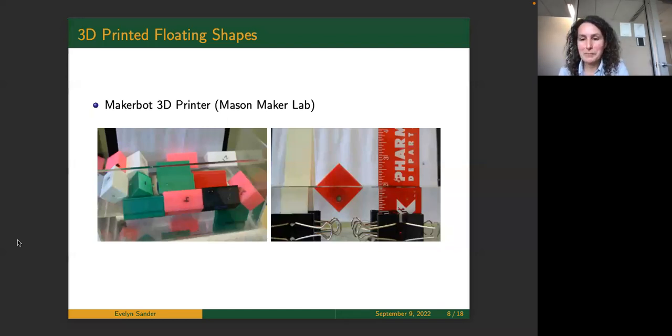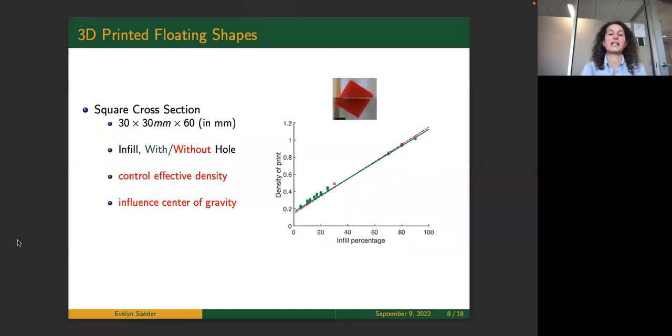So anyway, we decided on a standard of a 30 by 30 by 60 millimeter object, and then infill with and without holes were the measurements that we had to control the effective density and influence the center of gravity.